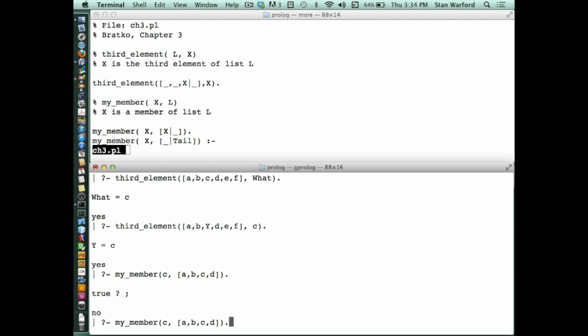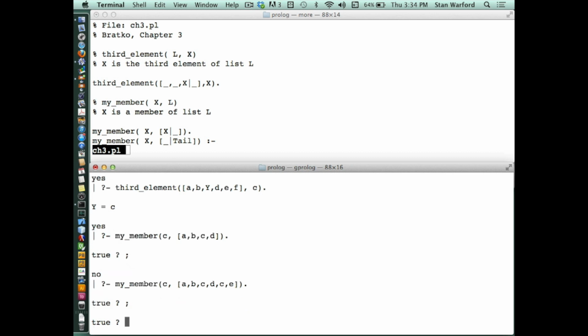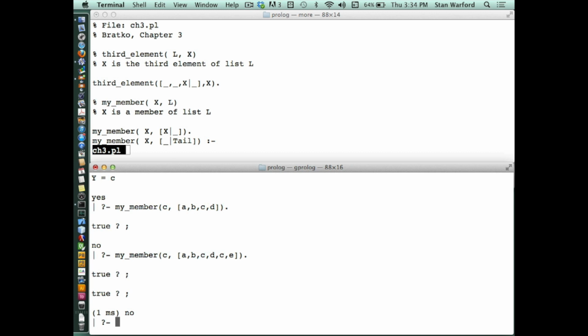If we do it like this, C, E, comma, E, and then close the list out and close the parenthesis, what's going to happen? It's going to be true. Now if I put a semicolon, it's true again because it's the second one. And if I do semicolon again, no more solutions. Does everybody see how that worked? Yeah?